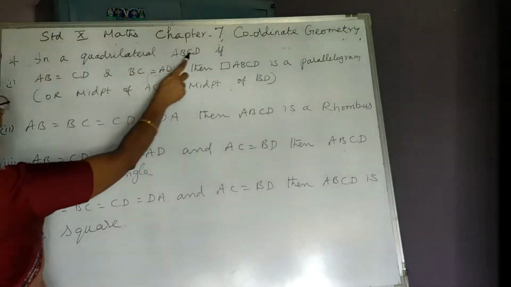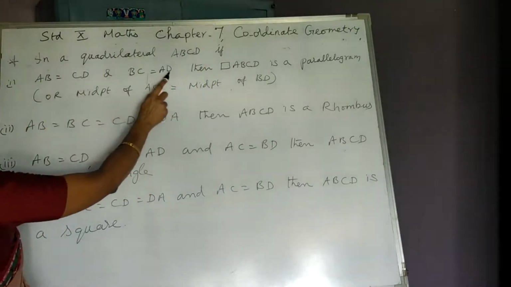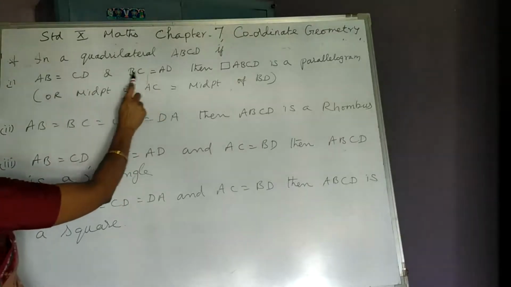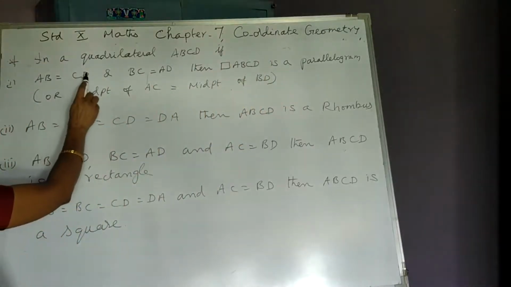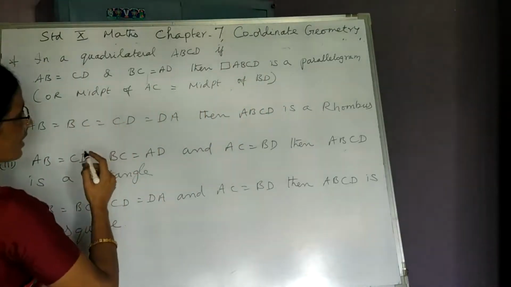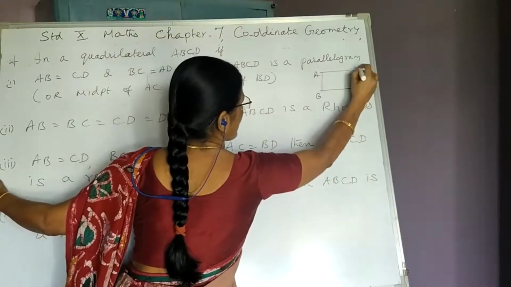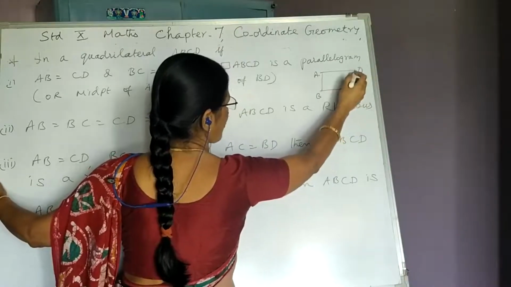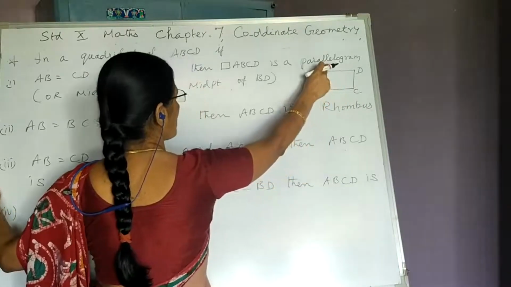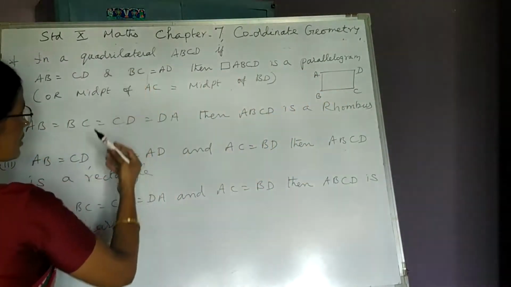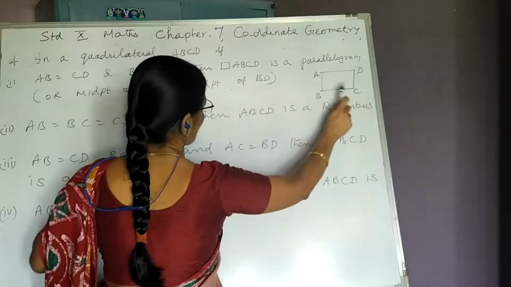In a quadrilateral ABCD, if AB equal to CD and BC equal to AD, meaning if opposite sides are equal, then the quadrilateral is a parallelogram. This also can be proved by finding the midpoint of AC and the midpoint of BD. If ABCD is a quadrilateral, if you find the midpoint of AC and the midpoint of BD, and both are equal, then also we can conclude it is a parallelogram. So to prove it is a parallelogram, there are two conditions. We can prove both pairs of opposite sides are equal, or we can prove the midpoints of the diagonals are equal.